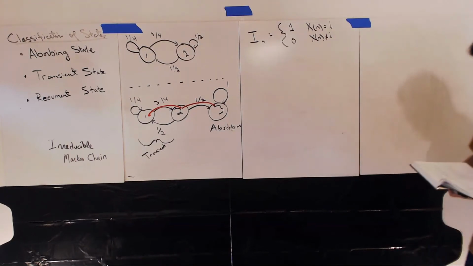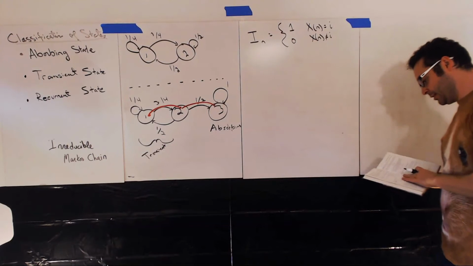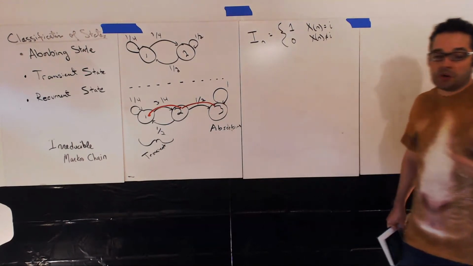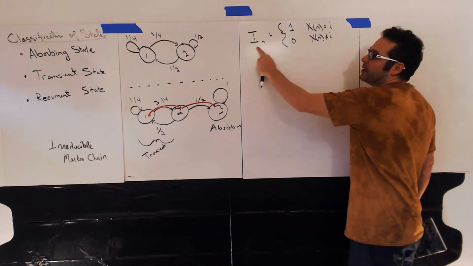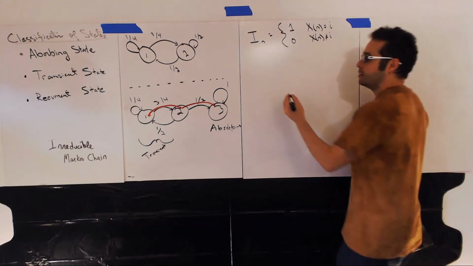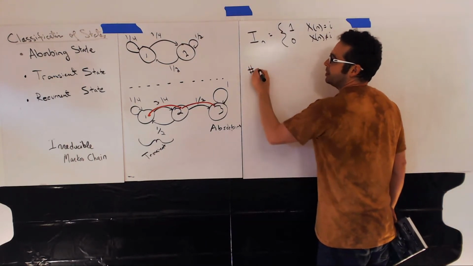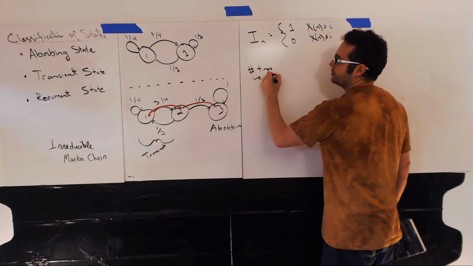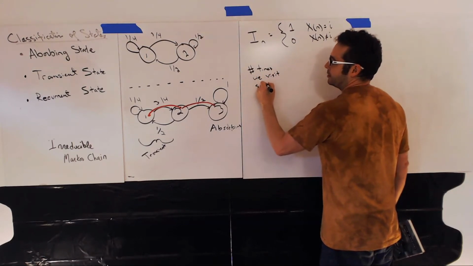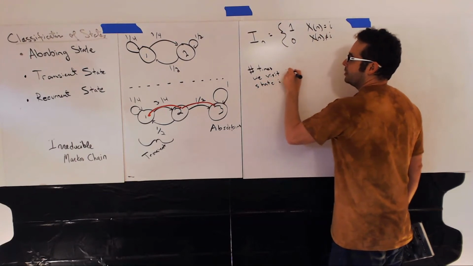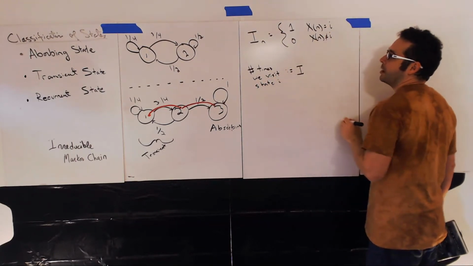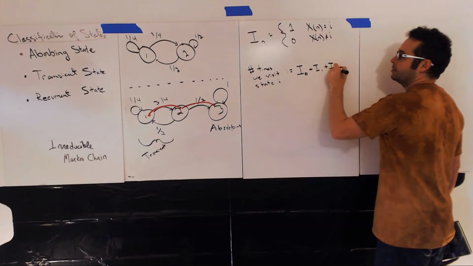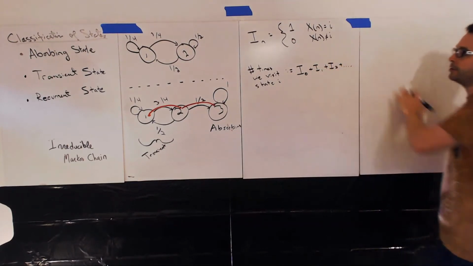So what we want to do here is calculate how many times we're going to visit a state. Okay? So the way we do this is we just count how many times I_n is equal to 1. So first let's start with the number of times we visit state i. Well, that's just going to be equal to I_0 plus I_1 plus I_2, all the way out to infinity.